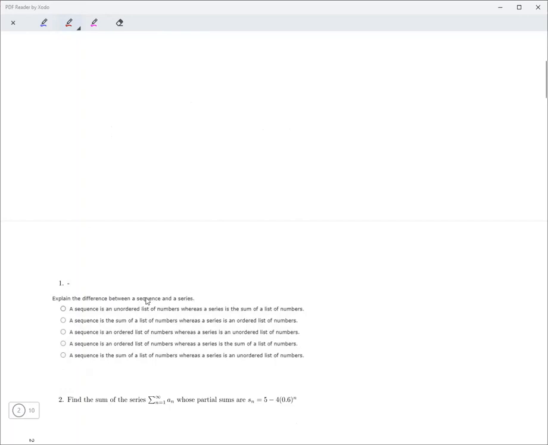So a series is where you're adding up a sequence. Okay, so a sequence is ordered. It's not unordered. It's ordered. A sequence is not a sum. The sequence is an ordered list. Whereas a series is... no. Series is the sum of a list of numbers. Okay. Yeah. So it's this one right here. This fourth option.